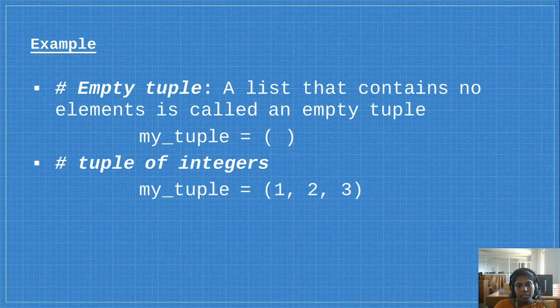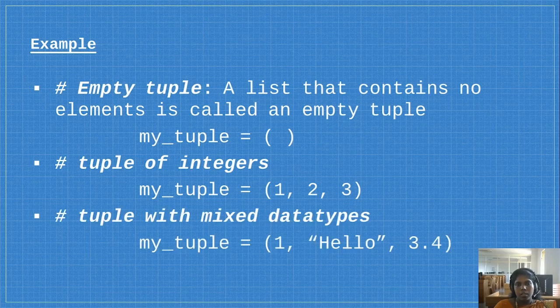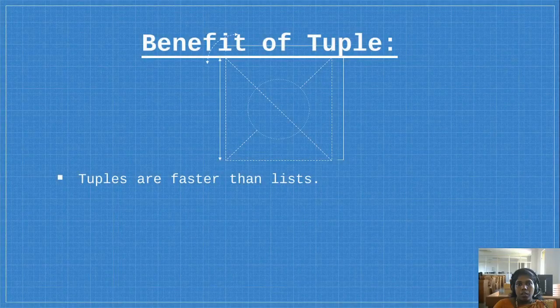Then we can create a tuple with simply integer numbers. So the tuple name is my_tuple equal to 1, 2, 3. They are simple integers. Then we can create a tuple with mixed data types. As I already told, the tuple now has an integer, a string and a float value. So we can create a tuple depending on our need. It can be of any data type. There is no restriction.